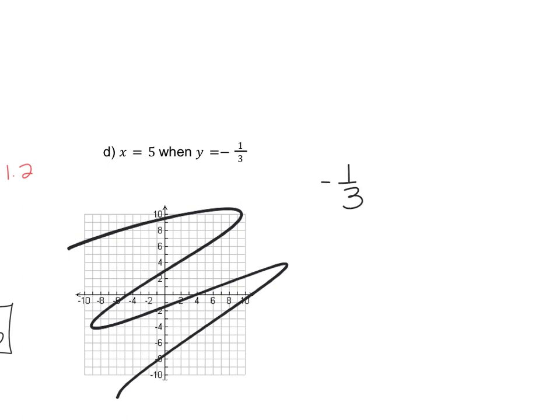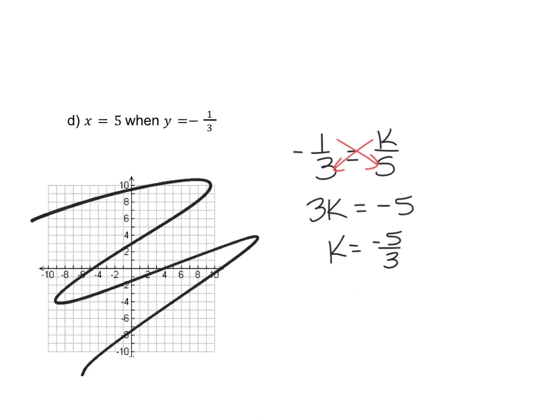One more with a good old-fashioned fraction. So -1/3 equals k over x, so 5. Okay, there are a few different ways to solve this. The way I see is to cross multiply, and don't forget about that negative. So I would have 3k equals, let's say -5. I'll throw the negative with the 1. Divide both sides by 3, so k equals -5/3.